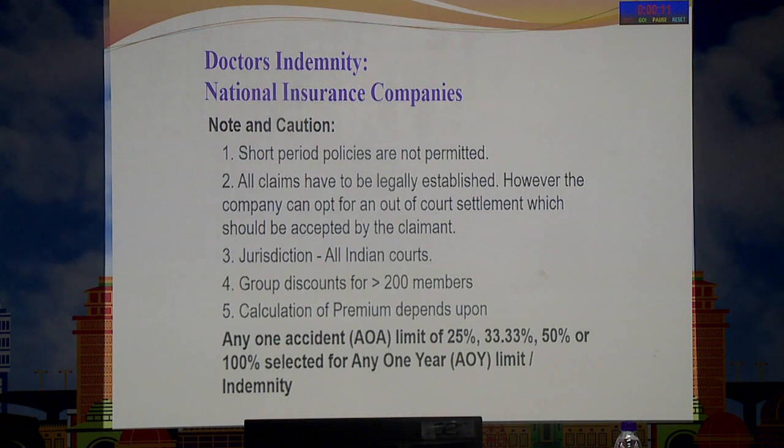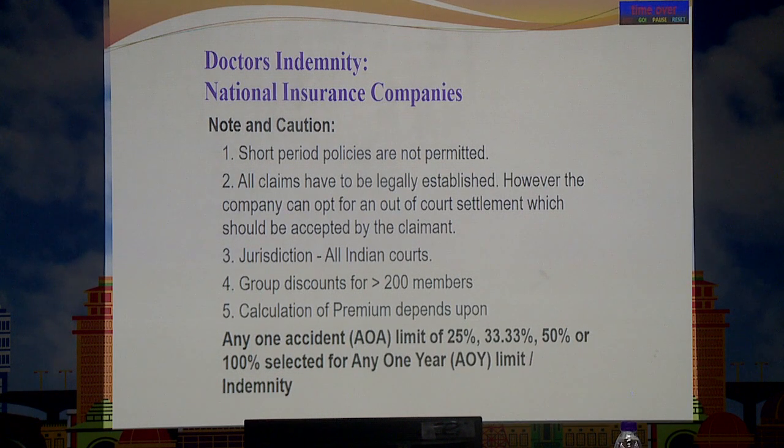If you take a policy, say for example 1 crore, and if there is a claim for say 75 lakhs, but your policy states that it is 25%, that means per incident you are eligible only for 25 lakhs and not for the 75 lakhs claim that the case is sought for. So it is very important that you take your policy with 100%. Any one accident means 100%. That means whatever insurance cover you take is valid for even one case.